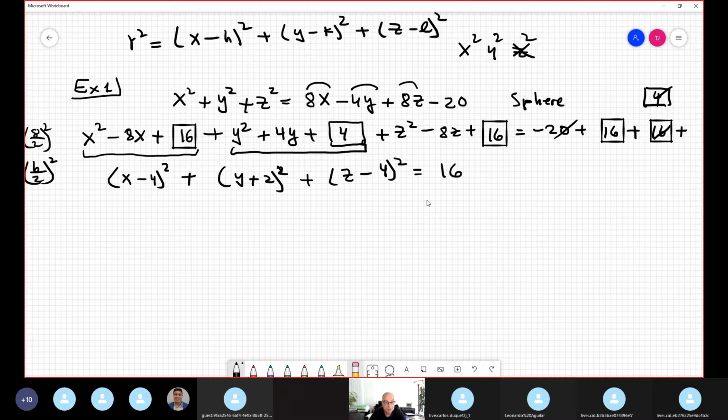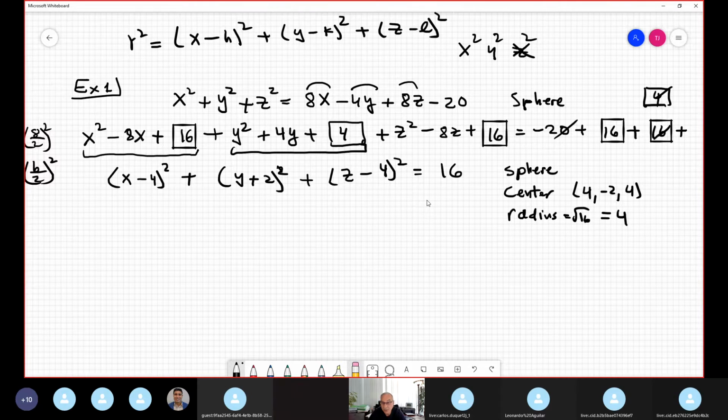So we discover this is the equation of a sphere, and the center of this sphere is located at the point (4, negative 2, 4). And the radius is the square root of 16, which is 4.